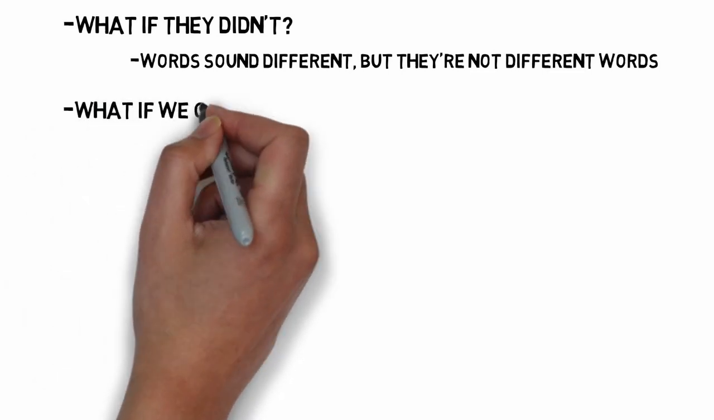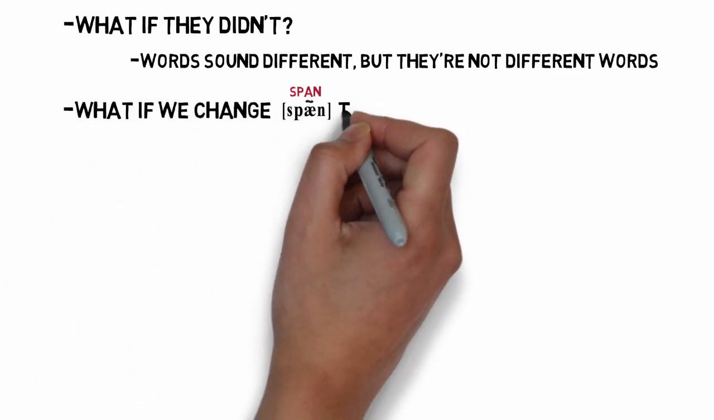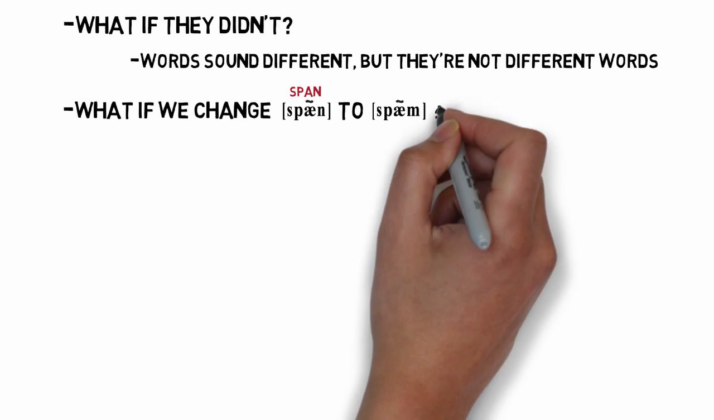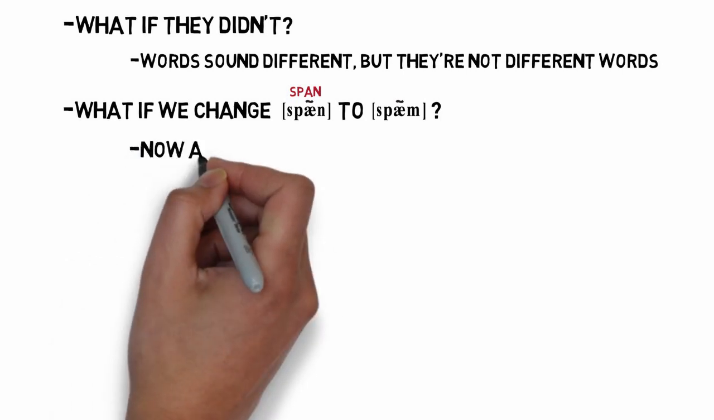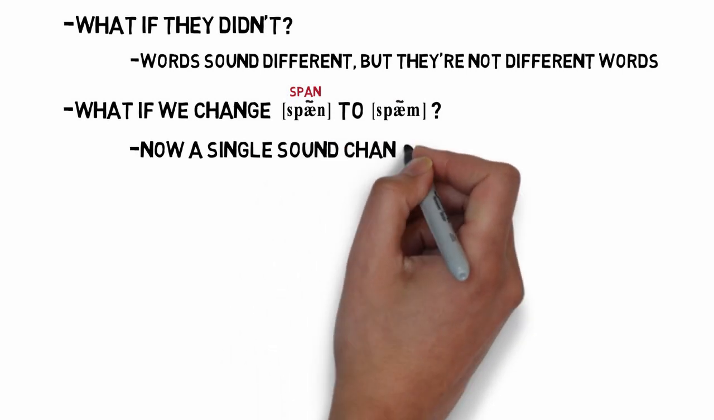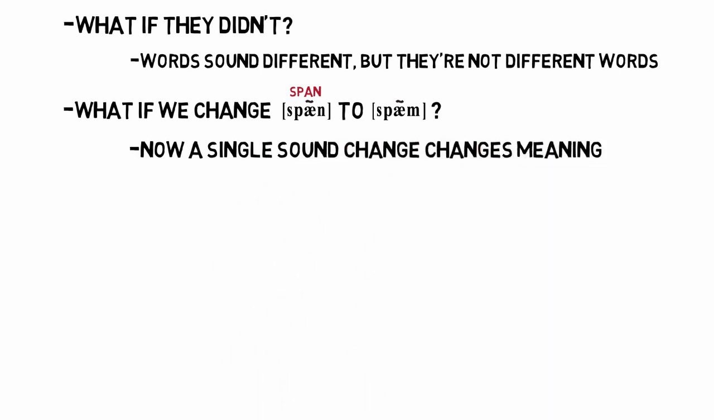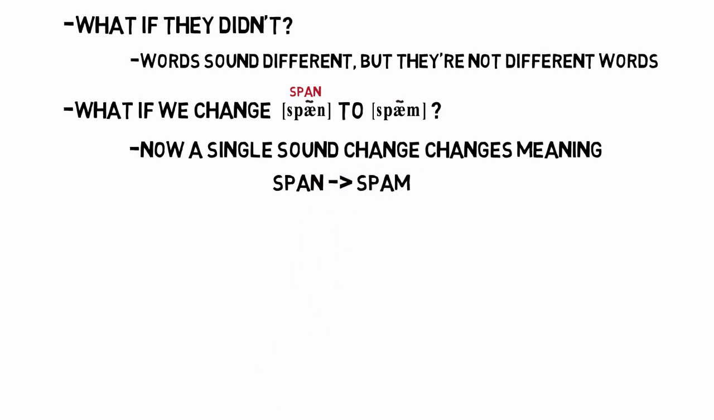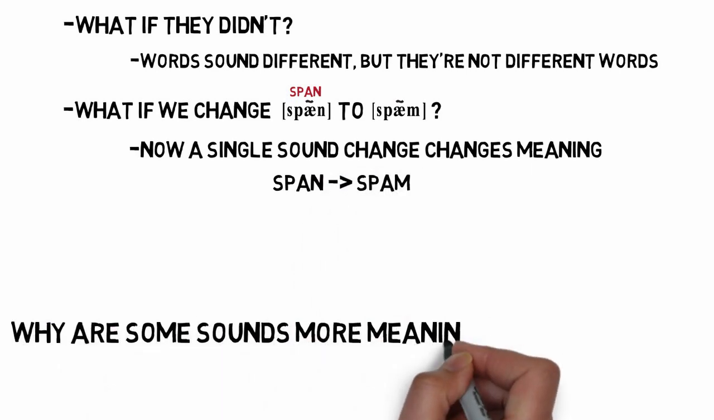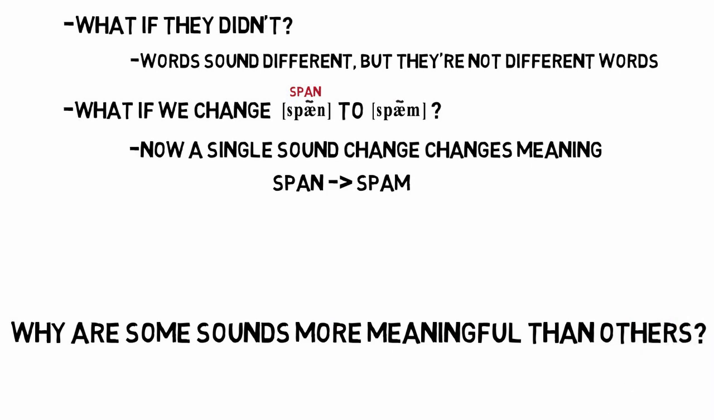But what if I replaced the last sound of the word span with an M and I said spam? Or in the word cat, if I replaced the last sound with a b and said cab? Well, in both of these cases, I still only changed one sound, but I changed the meaning. I created a new word by changing that one sound. So why is it that some sounds create new words while others don't? Well, this is essentially the question at the center of phonology as a study.